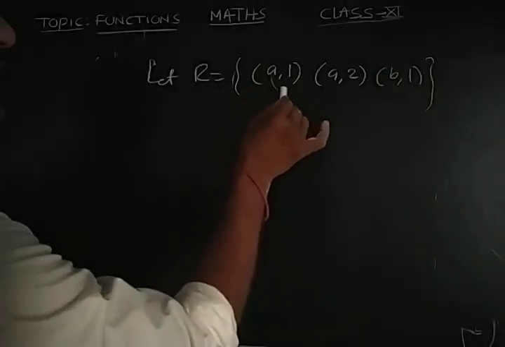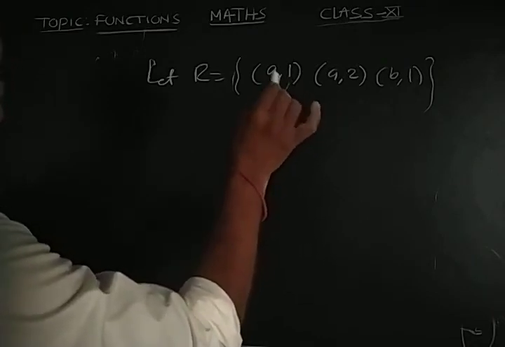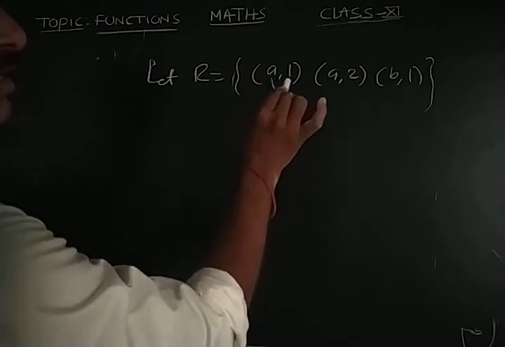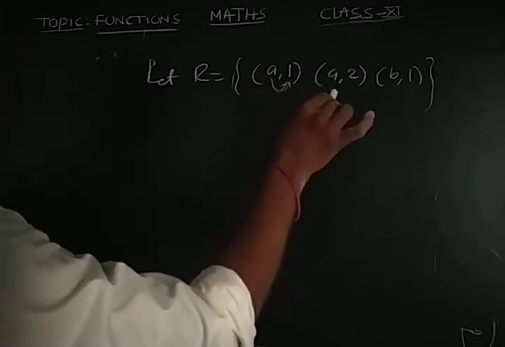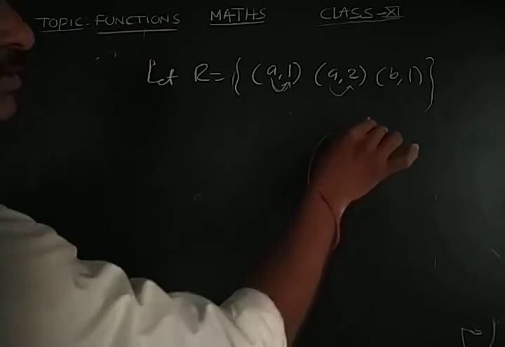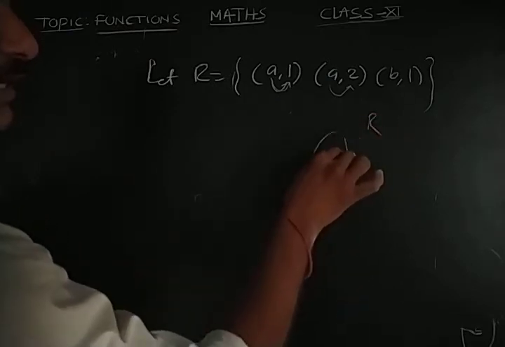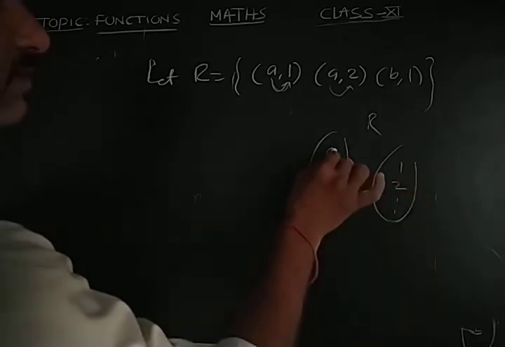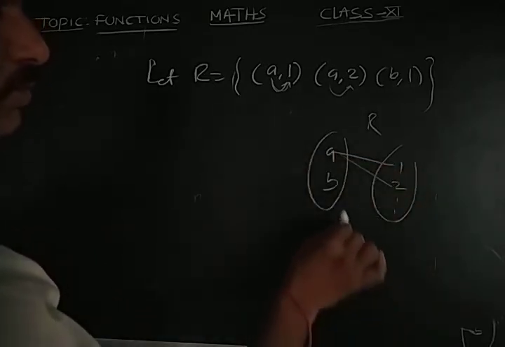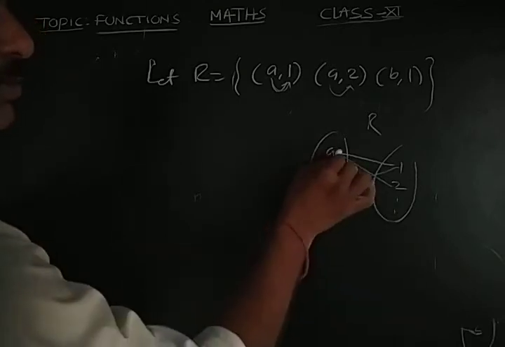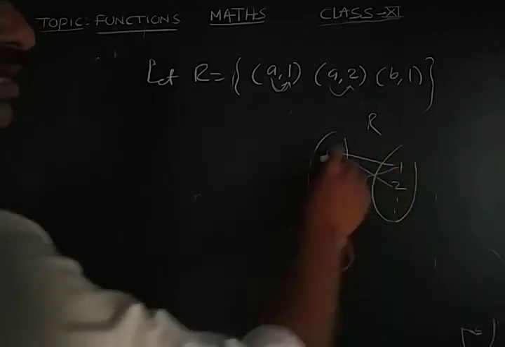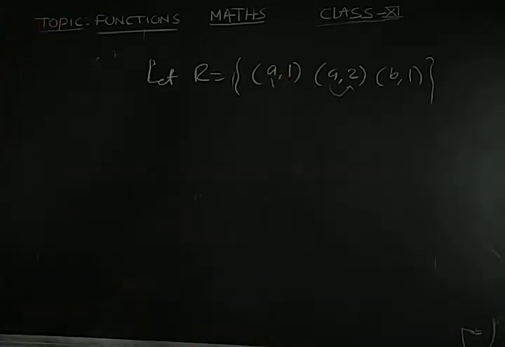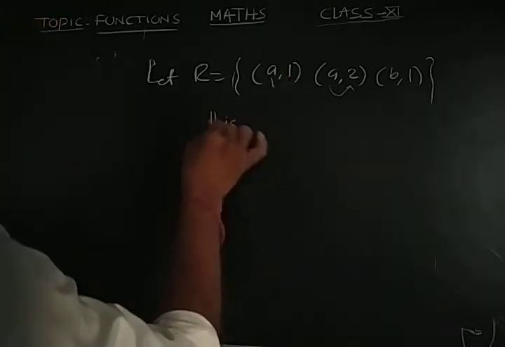Clearly it is not a function, it is only a relation. Why? Because here A is related with 1, and again A is related with 2. If you take a diagram, we can conclude that 1 is related with 1, again 1 is related with 2, B is related with 1. Observe here, a domain element has 2 images. If a domain element has 2 images, then it is not a function. So this is not a function.